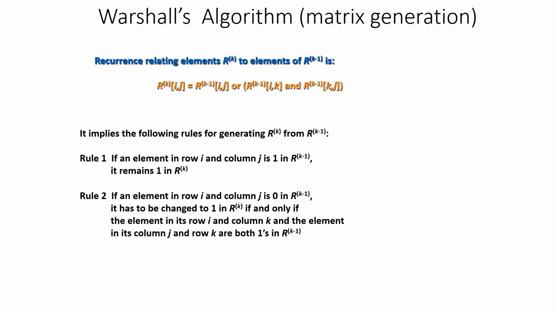Else, if an element in row i and column j is 0 in R power k minus 1, in the previous iteration, then it has to be changed to 1 in R power k if and only if the element in row i and column k and the element in row k and column j are both 1 in R power k minus 1. Which means that now we make use of k as an intermediate vertex and we try to find a path from vertex i to j.